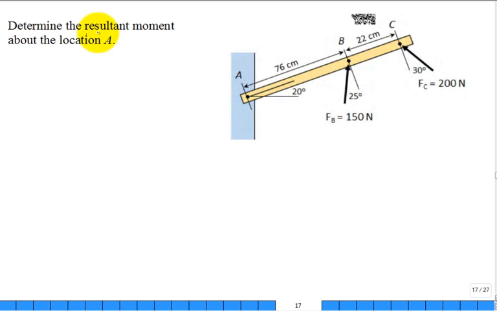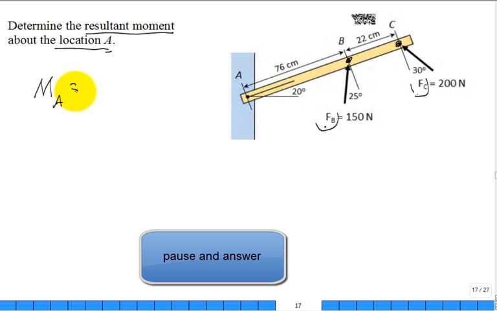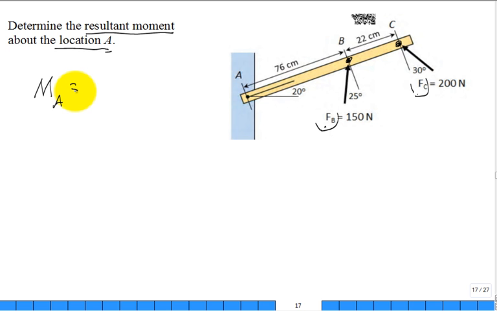Determine the resultant moment about the location A. So I have two forces, F of C and F of B, because they are applied at point B and point C. And we're interested in calculating the moment of both those forces around point A. What is that resultant moment? The net moment around point A. Can I give you a minute to do that?